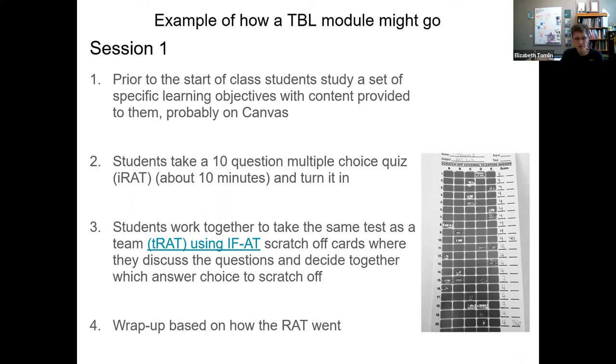They do it on paper and turn it in, and then they immediately do the same test right afterwards on scratch-off cards. I have another copy of the test in their folder. I use folders to distribute material to the teams. Then they take however long it takes, and it could take 30 minutes or more for them to work on this team test. They decide on the answer together. It's a group decision and they scratch it off. The fewer times they have to scratch for the answer, the more points they get.